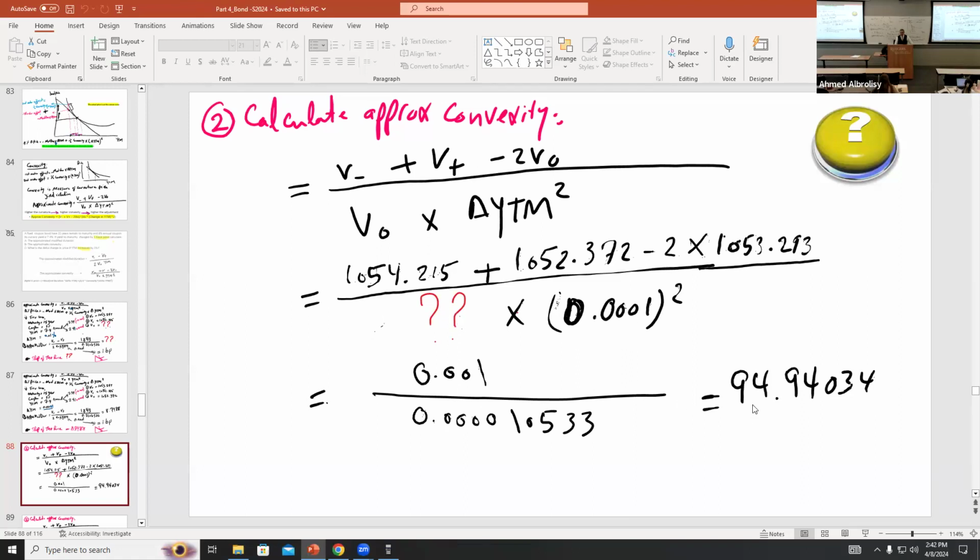So now convexity is 94.94034. Are we good, guys? Do we know what we get these numbers from? Does anyone not know what each number represents or what it is derived from? Again, this is on Canvas, and you can download the slides to follow along if you want.